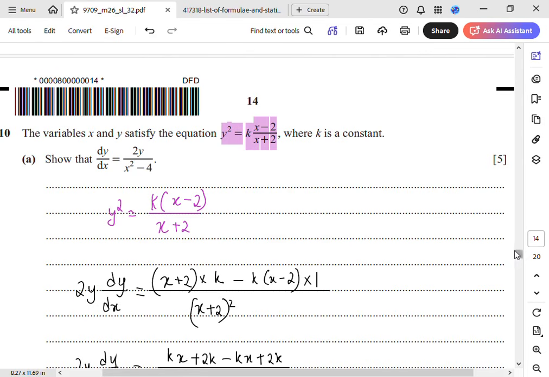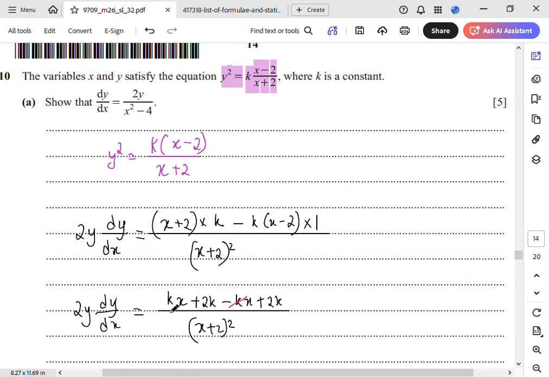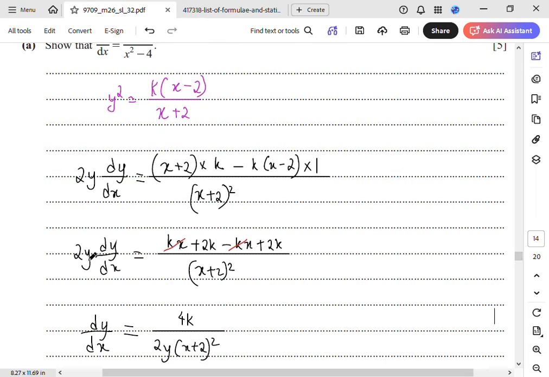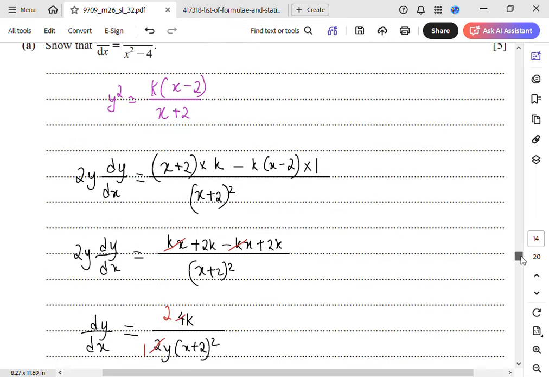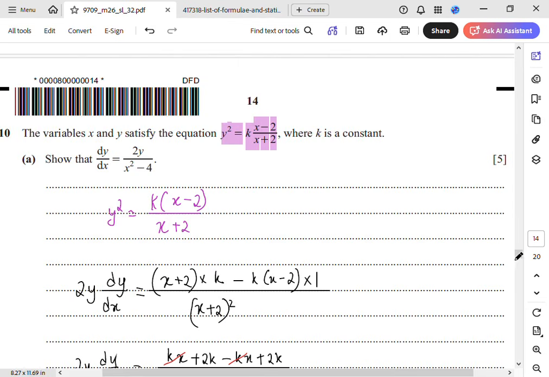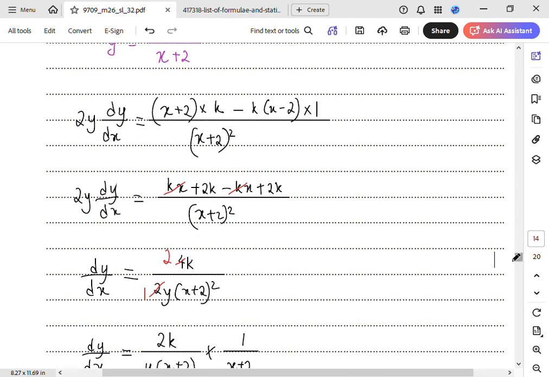So after, I can remove the bracket now with kx plus 2k minus kx plus 2k again. So the kx, you can cancel them out, right? So you're left with 4k in the numerator, and let's say I take the 2y to the other side, you have this, right? So I can cancel this, and I can write this as 2. So the question says there should be a 2 in the numerator, so we already have a 2, but we need a y here, right? We don't have a y, and you have to have x squared minus 4 in the denominator as well. We don't have that as well.